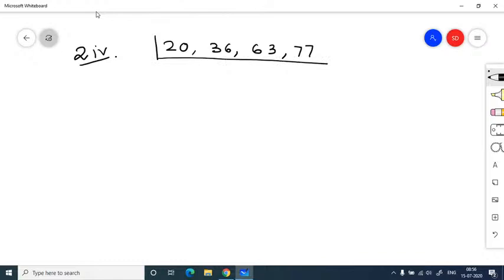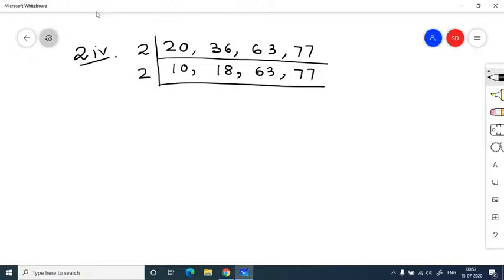So 7 plus 7 is 14. So 14 is not divisible by 3. So we'll start with 2 because we have something. 2 10s are 20, 2 18s are 36. This is not divisible. This is not divisible. We still can divide something with 2. So we continue. 2 5s are 10, 2 9s are 18. This is not divisible. This is not divisible. So let us bring in 3 now.